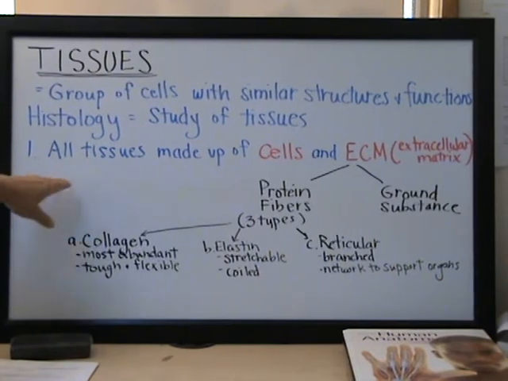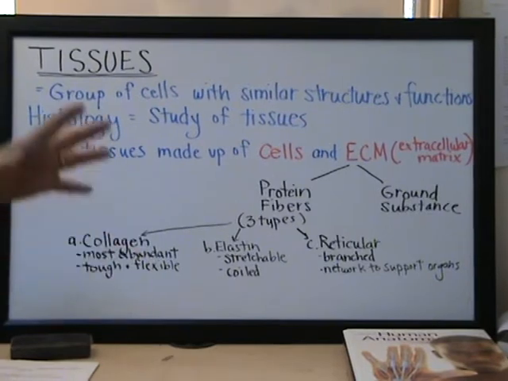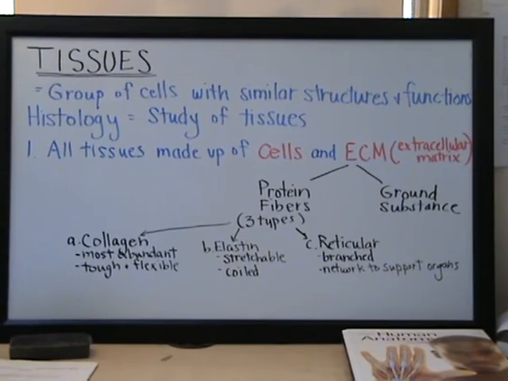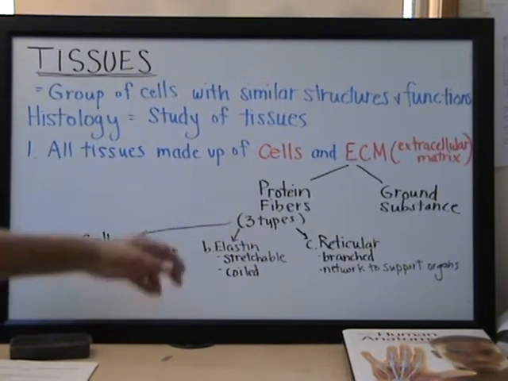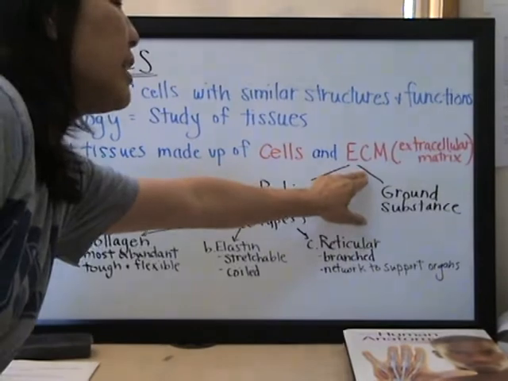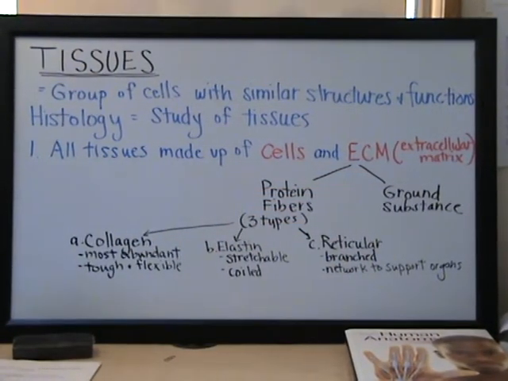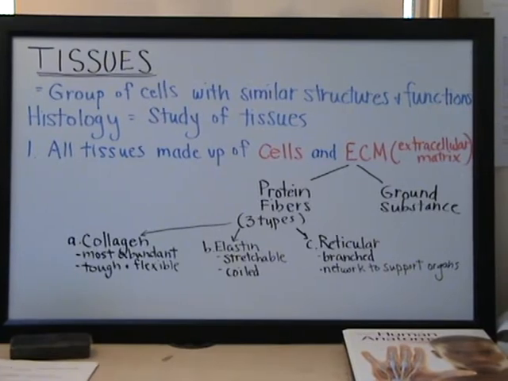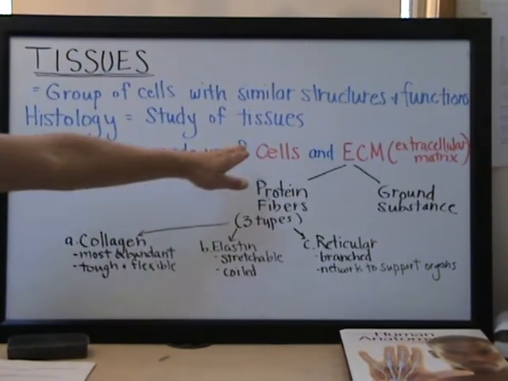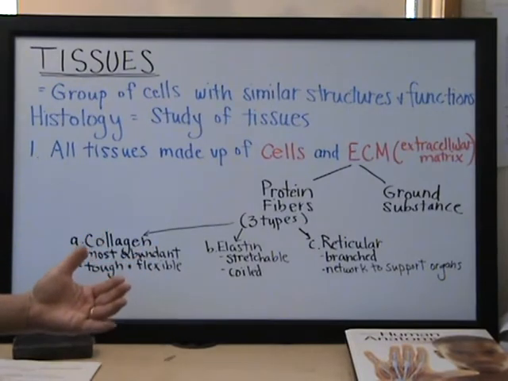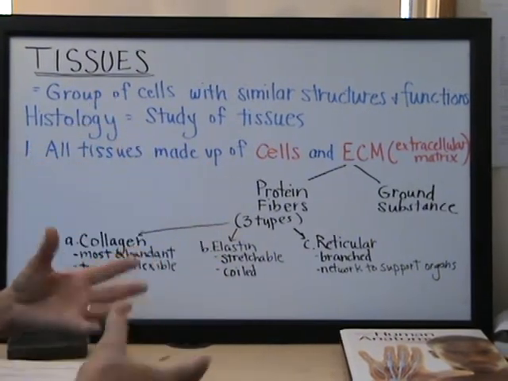Now, one thing to remember about tissues is all the different types of tissues we're going to talk about are all made up of two components. Those two components are cells and the extracellular matrix. The extracellular matrix is just the stuff that's made by cells. So these cells produce the extracellular matrix. Now, what is the extracellular matrix? It's stuff outside of cells again.